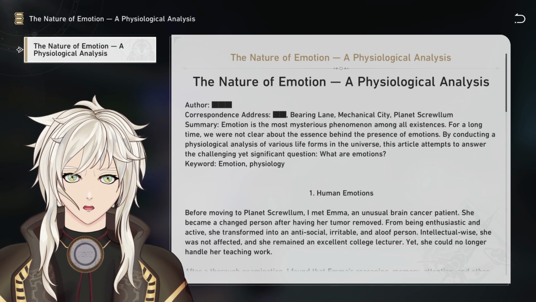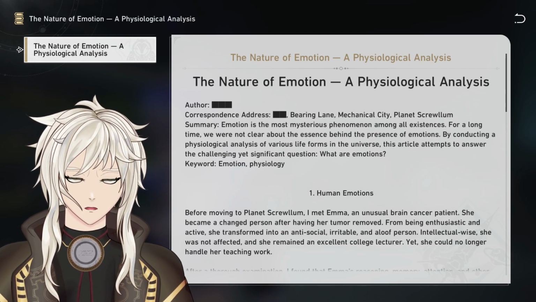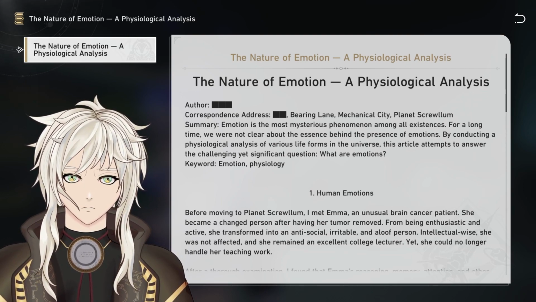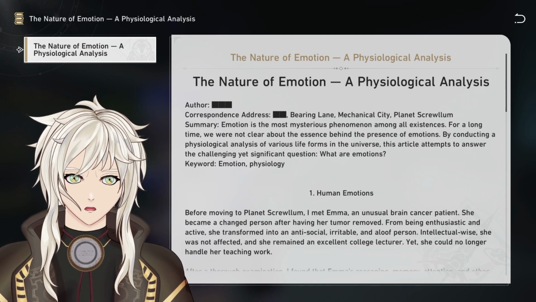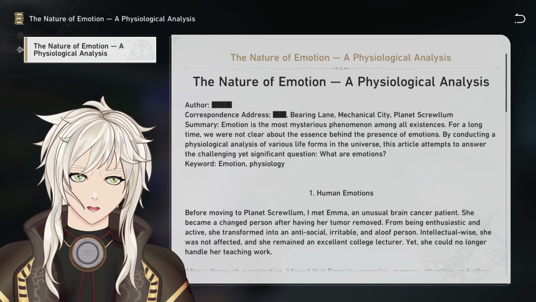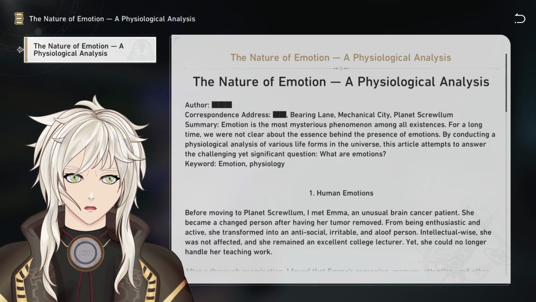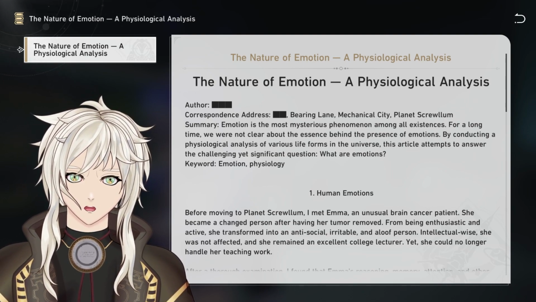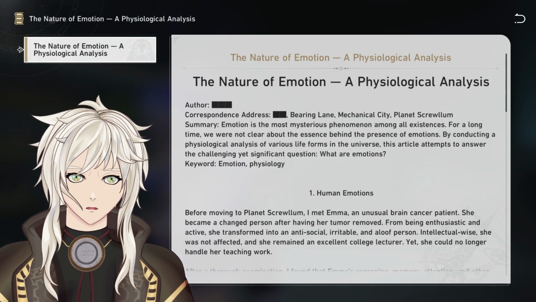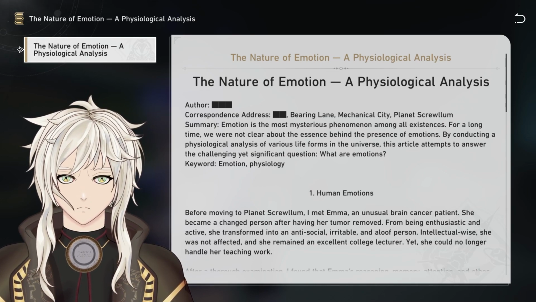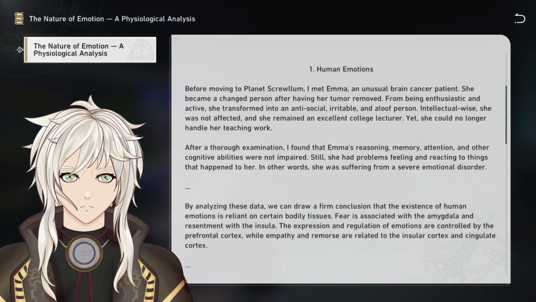Summary. Emotion is the most mysterious phenomenon among all existences. For a long time, we were not clear about the essence behind the presence of emotions. By conducting a physiological analysis of various life forms in the universe, this article attempts to answer the challenging yet significant question, what are emotions? Keywords: emotion, physiology.